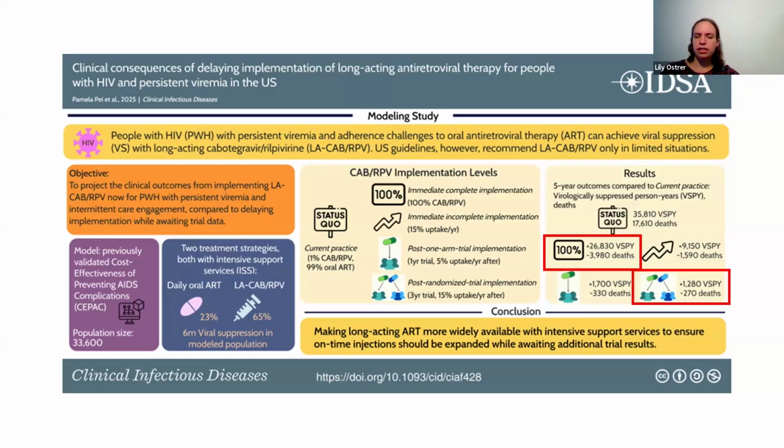Whereas if we await the accumulation of trial data to expand long-acting ART in this population, the deaths averted will be much lower. So essentially they are arguing that we have a lot of the knowledge and tools we need to expand these treatments to people with adherence challenges, and that there could be a substantial population benefit the sooner we do so.